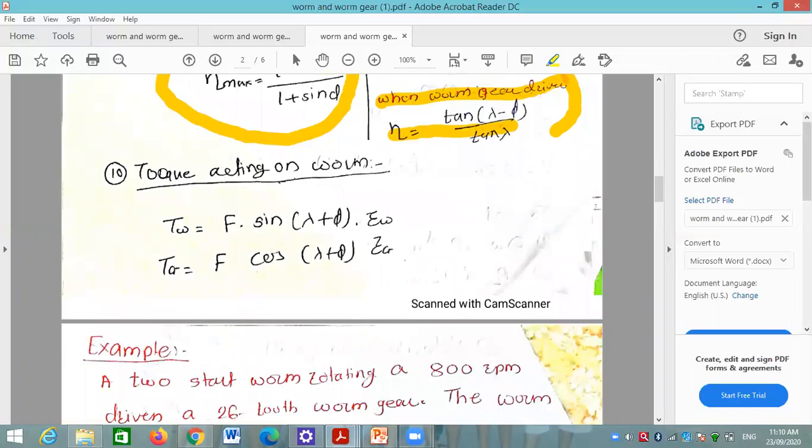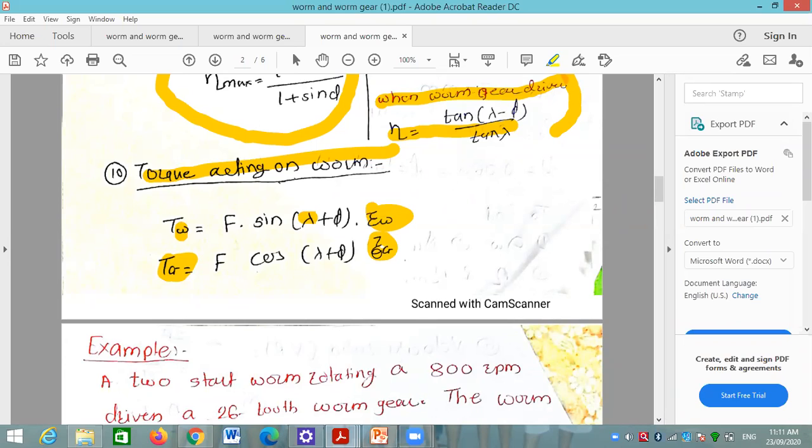Then the 10th formula is the torque acting on a worm. TW, the torque acting on a worm, is equal to F into sine of lambda plus phi into RW. F is the force, lambda is the lead angle, phi is the friction angle, RW is the radius of the worm. We can also calculate the torque acting on a worm gear, TG. TG is equal to F into cos of lambda plus phi into RG, where RG is the radius of the gear. These are the formulas which are required to solve the numerical.